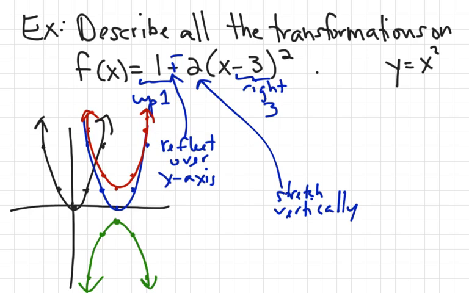And then it's taking those and it's multiplying all the outputs by 2. And I'm going to run out of space, but in essence, this is what it's doing to the graph. So the orange graph would be the final graph.